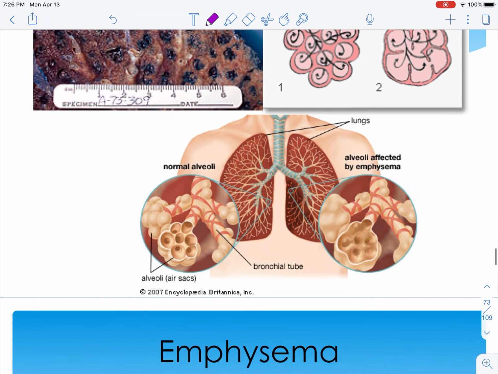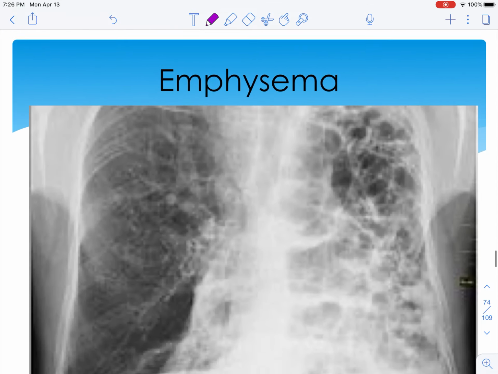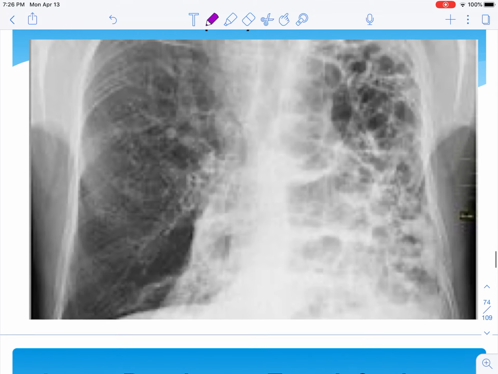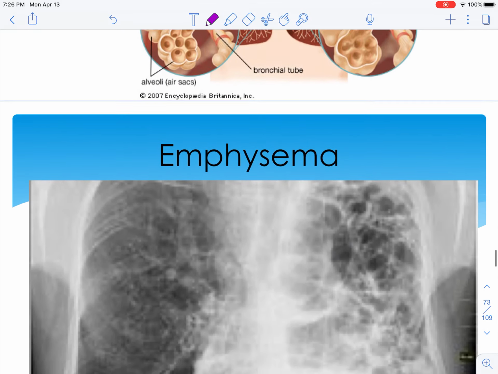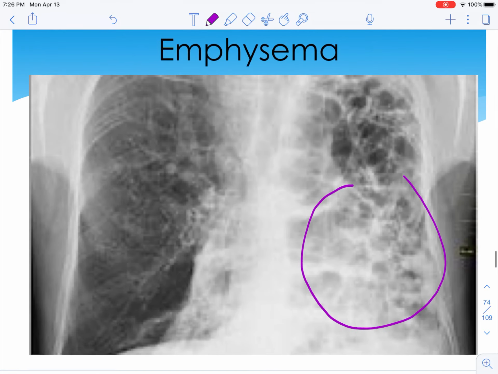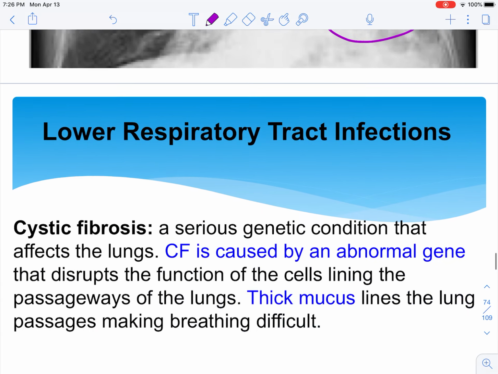Okay, so we're looking at how emphysema looks on an X-ray. You can see that the alveoli are collapsed on this side of this image.